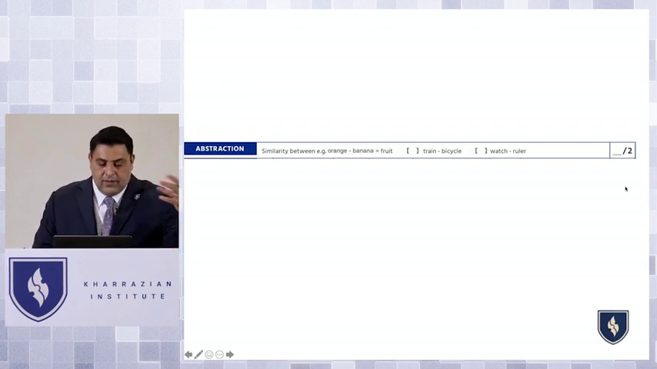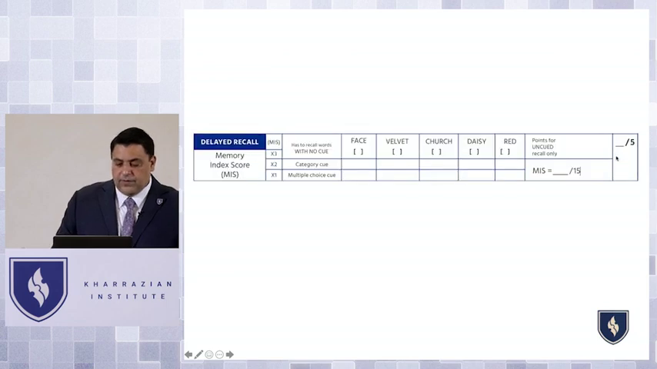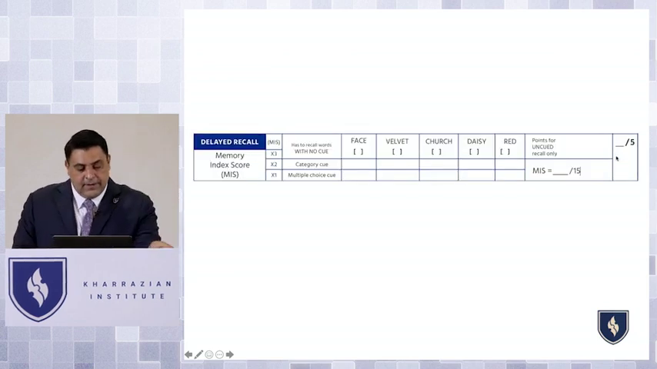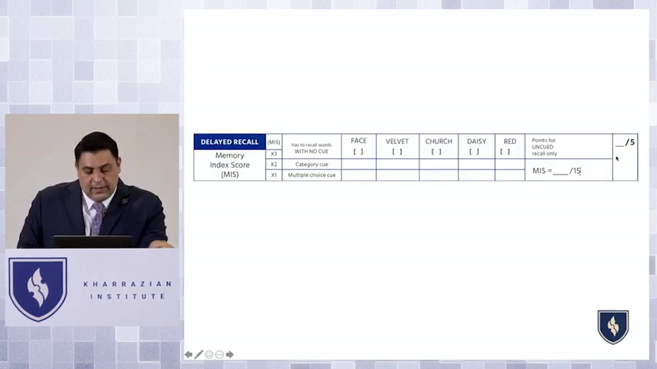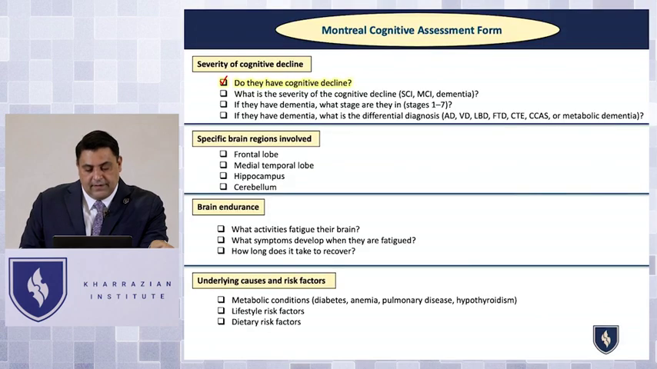And then you have similarities, like between orange and bananas, that they're fruit. Then, what is the similarity between a train and a bicycle? What is the similarity between a watch and a ruler? Then you give them 1 point for each of those. And then you go through the memory index score, where you give them 5 words and see if they can repeat these words. And then you see if they're oriented to month, year, date, place, and so forth.